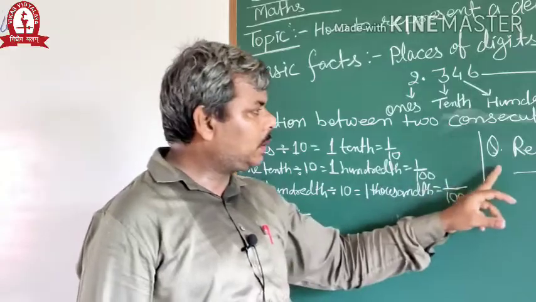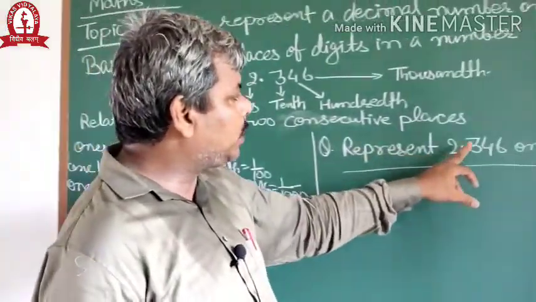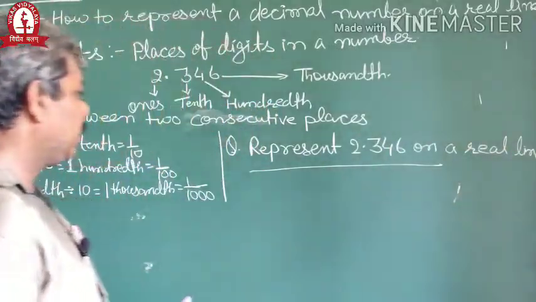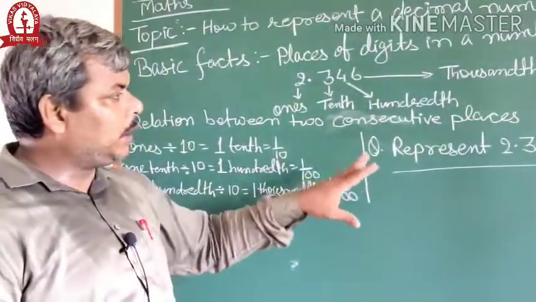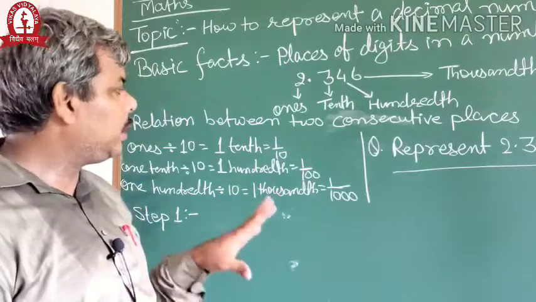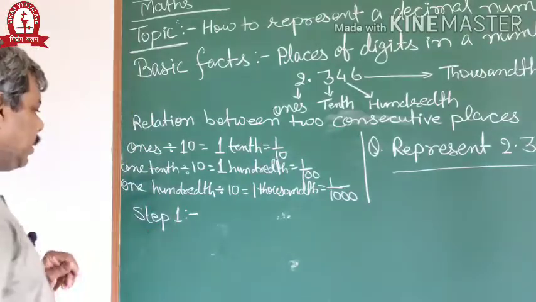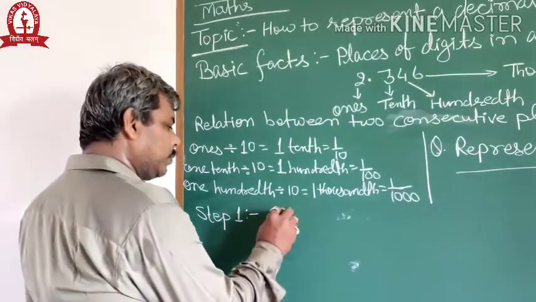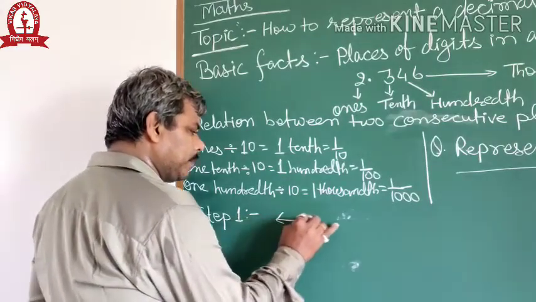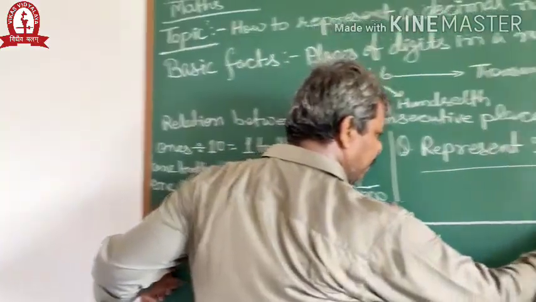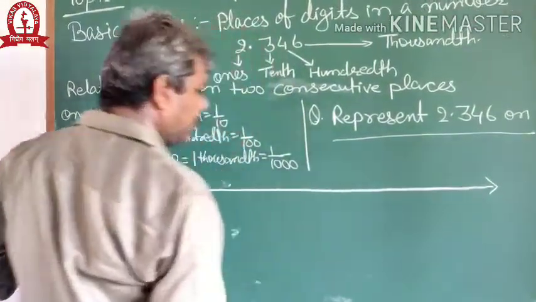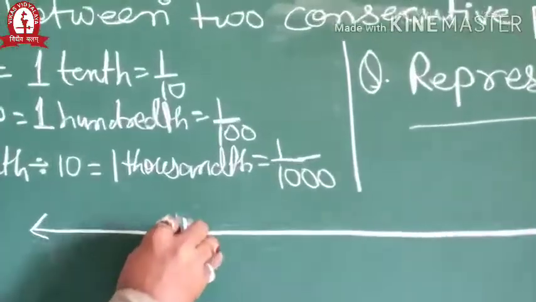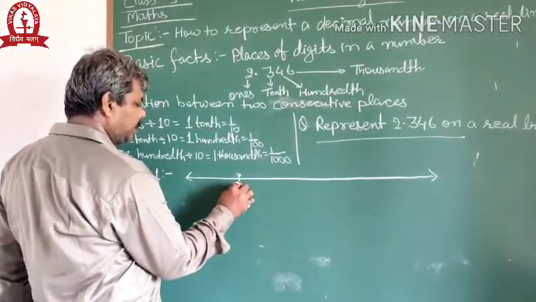The question is, represent 2.346 on a real line. How can we represent this on a real line? Let us see. In step 1, first we draw a real line and mark 0 at anywhere. This is 0.